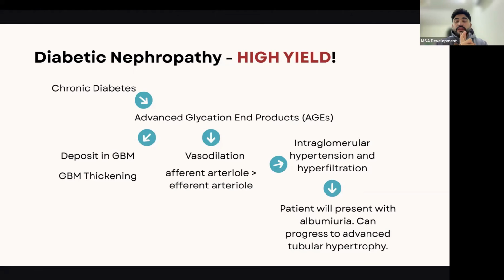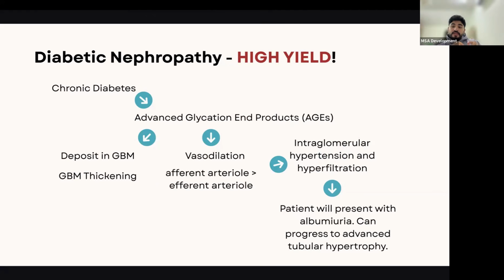The second thing that AGEs are going to do is cause vasodilation, and it's going to affect the afferent arteriole more than the efferent arteriole. So imagine the blood going inside the kidney through a vasodilated, enlarged vessel. What's going to happen? A lot of blood is going to rush in, causing intraglomerular hypertension and hyperfiltration. When this hyperfiltration happens, a patient is going to present with albumin in his urine. Of course, the patient's not going to come and tell you that there's albumin in his urine, but when you do urine analysis, you're going to see it.